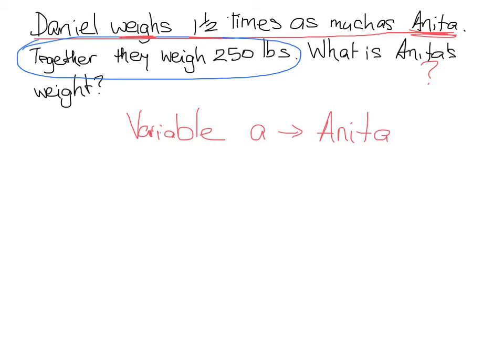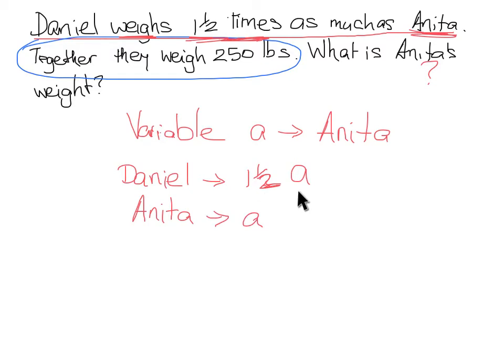Now that we know that the variable is A for Anita, we can figure out what Daniel's weight is by describing it with Anita's weight. It says Daniel weighs 1.5 times as much as Anita, so Daniel's weight is 1.5 times A. And Anita's weight is simply A. So now we know that Daniel's weight is 1.5A and Anita's weight is A.